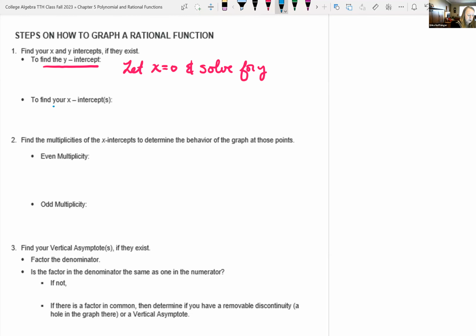If you're looking for your x-intercepts, if they exist, you're going to let your function f of x, or y, whatever your function's called, let y equal 0 and solve for x.